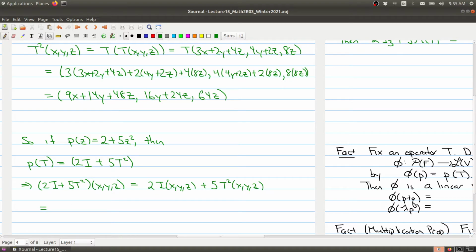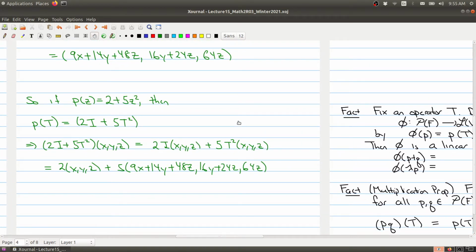And this part is easy. The identity operator sends x, y, z to itself, so I get 2 times x, y, z. And here I get 5 times everything that I have up here, so 5 times 9x plus 14y plus 48z, 16y plus 24z, and 64z. And we're almost there. You have to expand this out and then collect everything together.